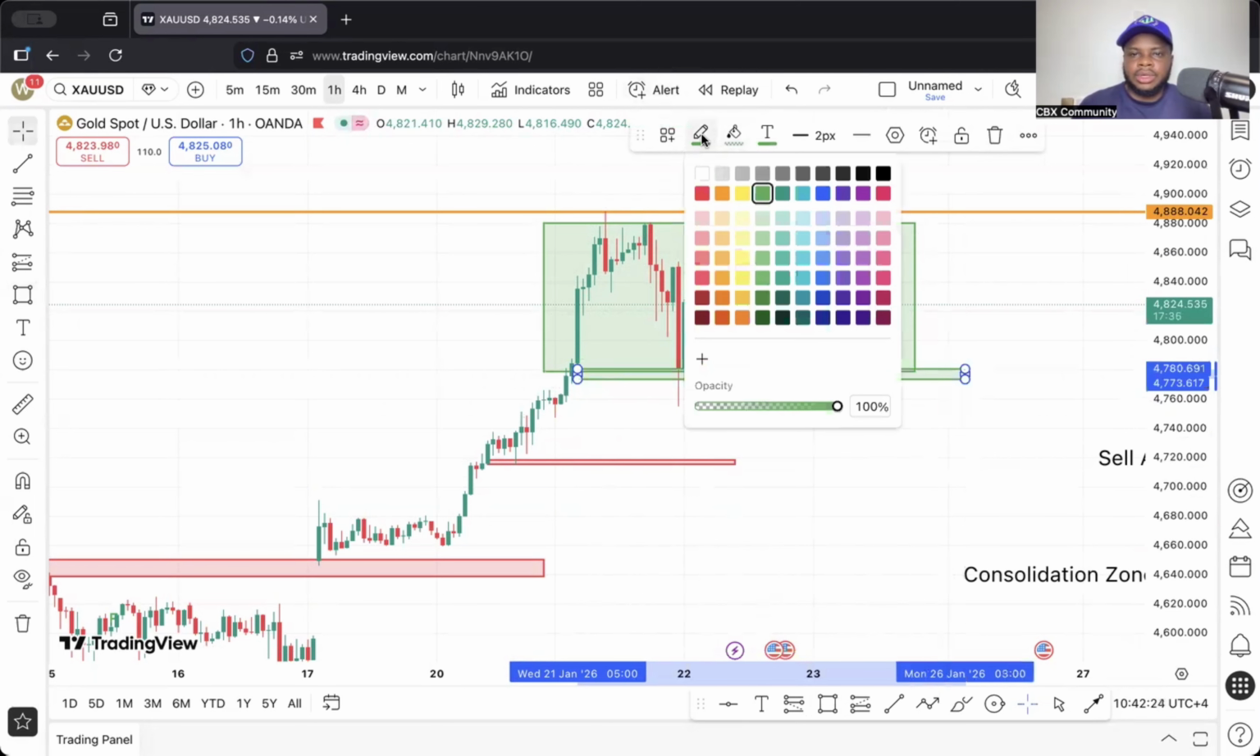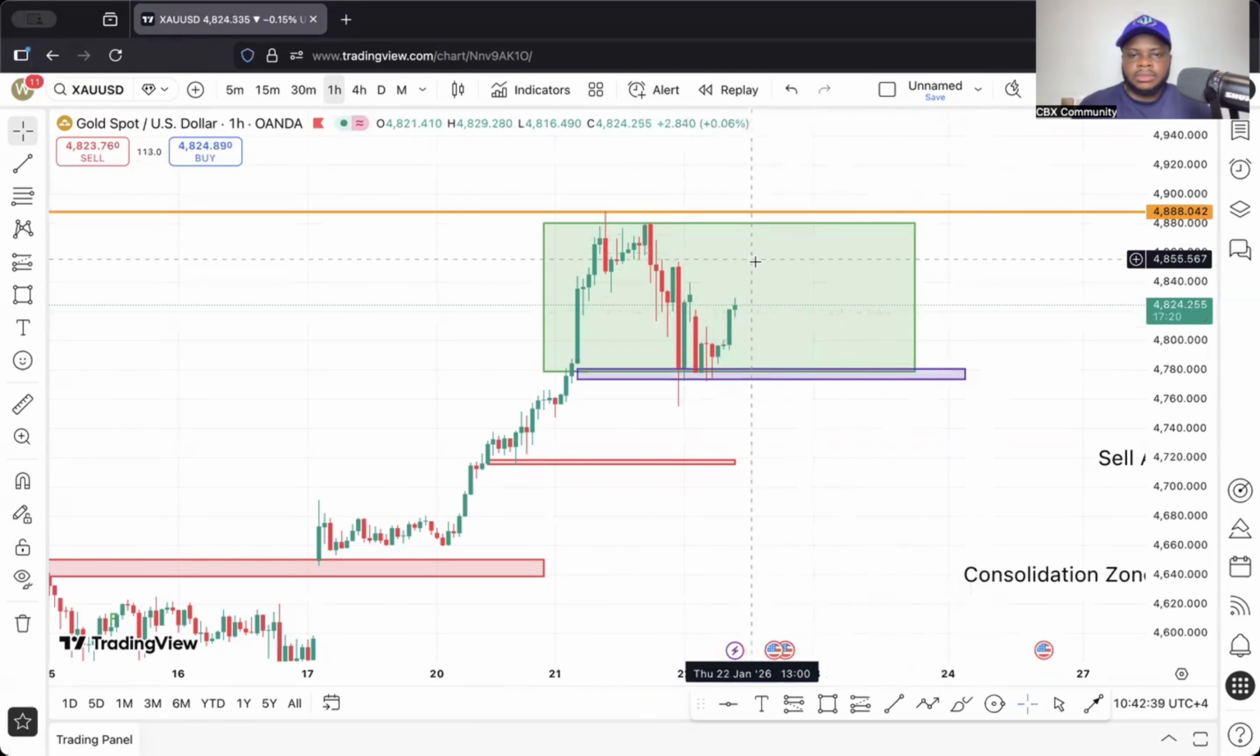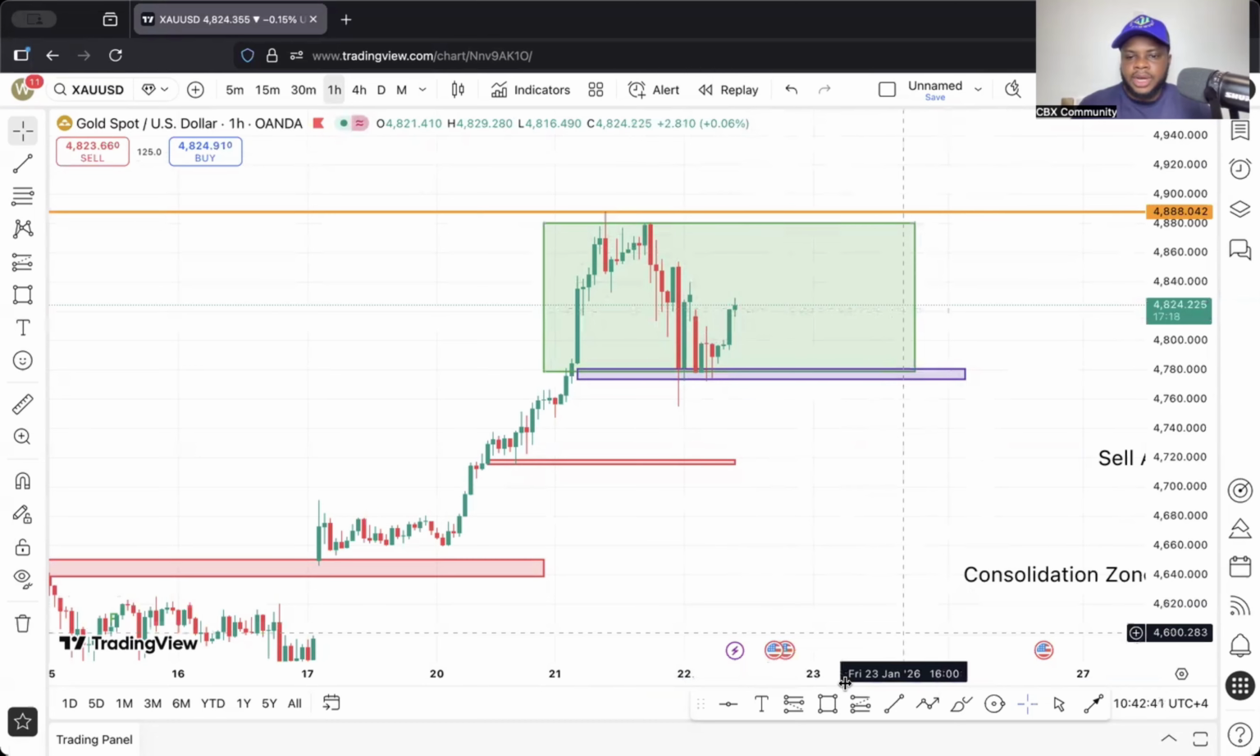Let me change the color, let me use a different color. Let's use this. So we have a resistance zone over here as well.